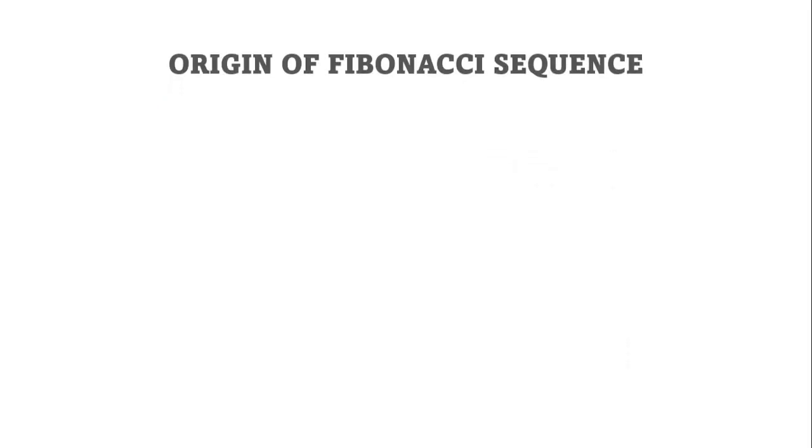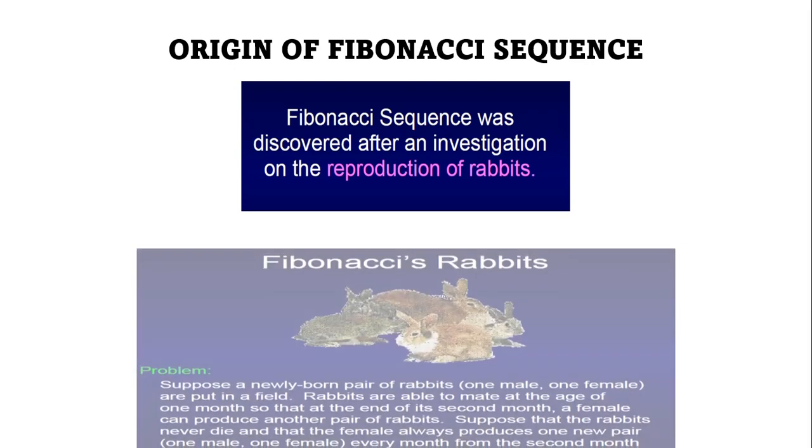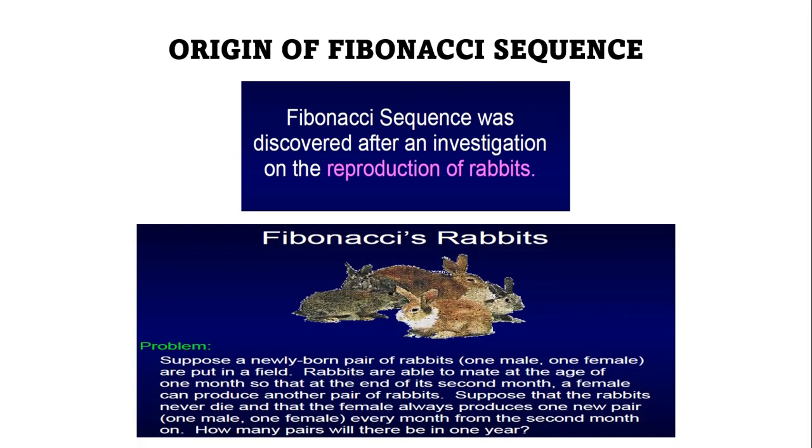Okay, so the origin of the Fibonacci sequence. The Fibonacci sequence was discovered after an investigation on the reproduction of rabbits. So, Fibonacci rabbits. The problem is, suppose a newly born pair of rabbits, one male and one female, are put in a field. Rabbits are able to mate at the age of 1 month so that at the end of its second month, a female can produce another pair of rabbits.